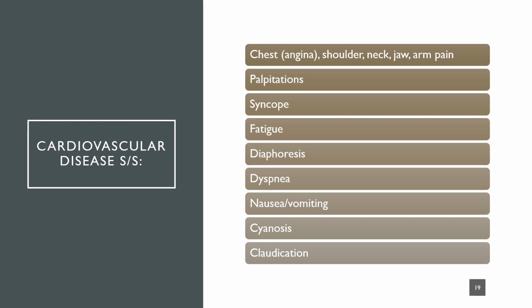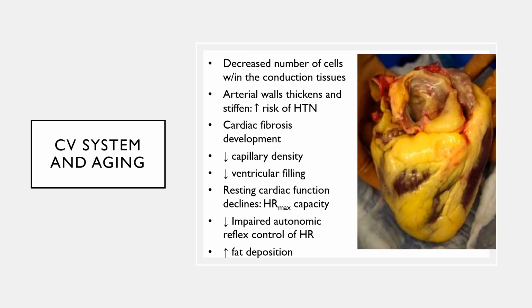Cardiovascular disease signs and symptoms include chest pain; shoulder, neck, jaw, and arm pain; palpitations; syncope; fatigue; diaphoresis; dyspnea; nausea; vomiting; cyanosis; and claudication. Cardiovascular disease, particularly coronary atherosclerosis, is the leading cause of hospitalization and death in older adults in the U.S.